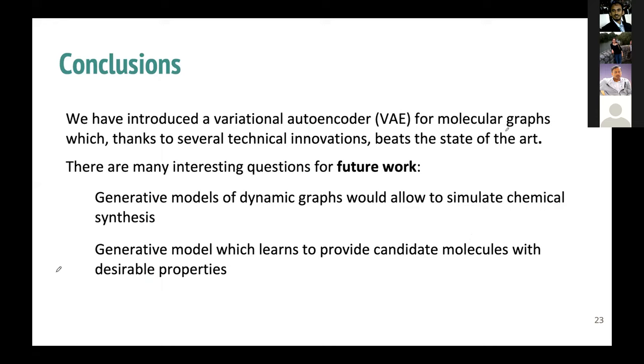There are many interesting questions which can be answered in the future, like generative models of dynamic graphs would allow us to simulate chemical synthesis. So here we are taking a molecule as such, but can we use graphs to generate chemical synthesis? Like you have H2 plus O2 produces H2O. So can that synthesis part, or that dynamics, be generated using graphs? This is one important problem which we would like to work on.